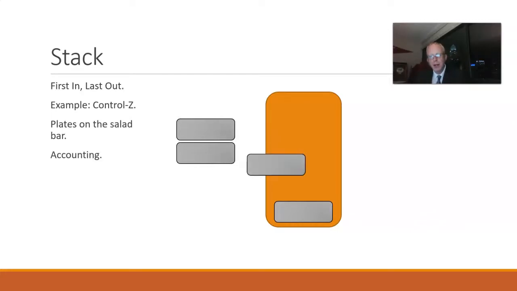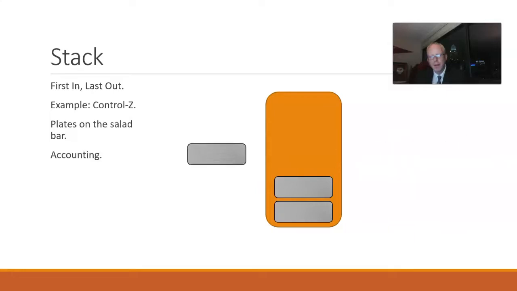So if we add a couple more items to our stack, and then we need to pull something off, those which were added most recently are going to be removed first. Add another item, and that one will be the first one to go. Now, what are some good examples of this? Well, one of them is Control-Z. On Control-Z, it takes the most recent operation that you did and removes or undoes that.